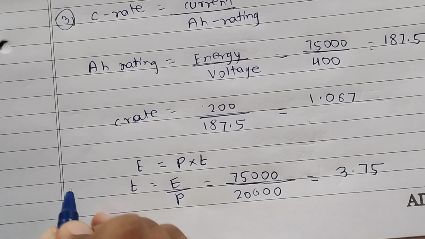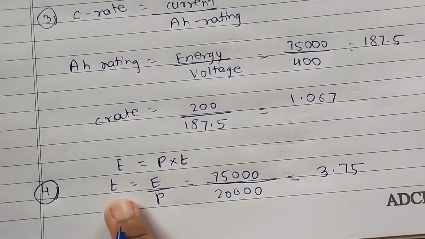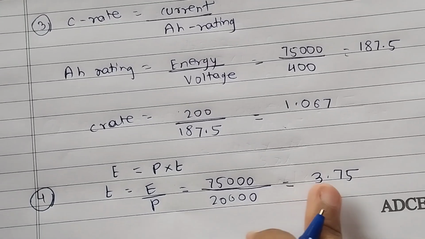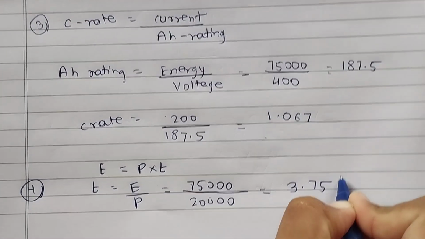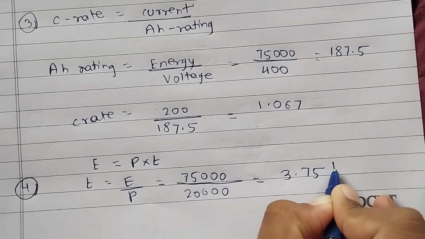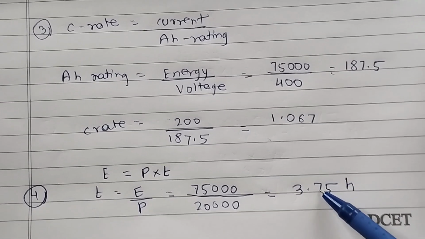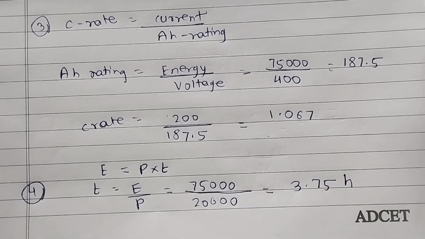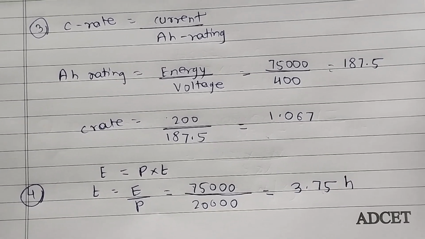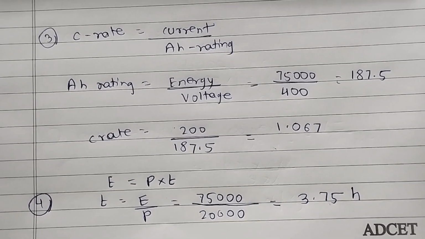So this is the fourth sub question: how long does the vehicle run? 3.75 hours. You can also convert this into minutes and seconds, just multiply by 60. So I hope you all get an idea about this question as well.